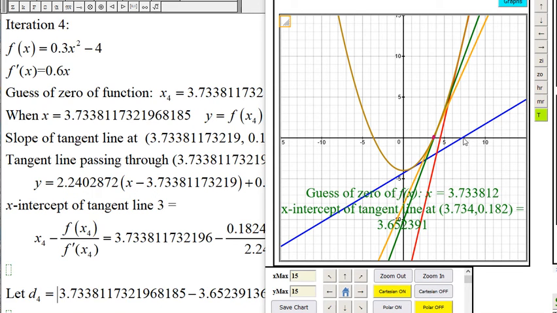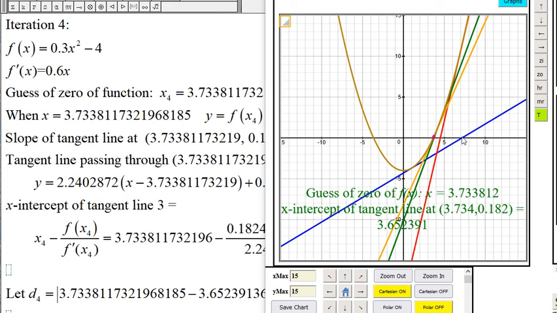Each time the x-intercept is moving closer and closer to the x-intercept of the function. So the first x-intercept is here, the second x-intercept, the third x-intercept, the fourth x-intercept. And so that's what Newton's method is about.